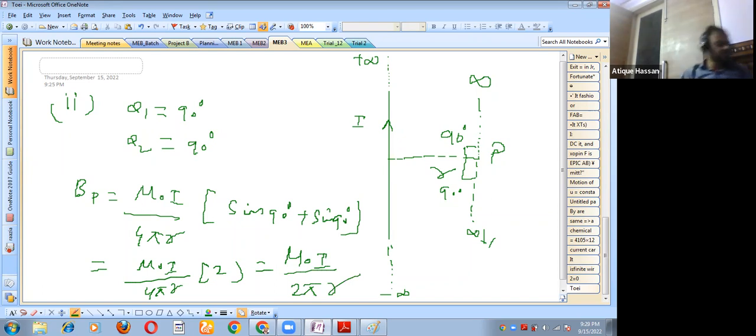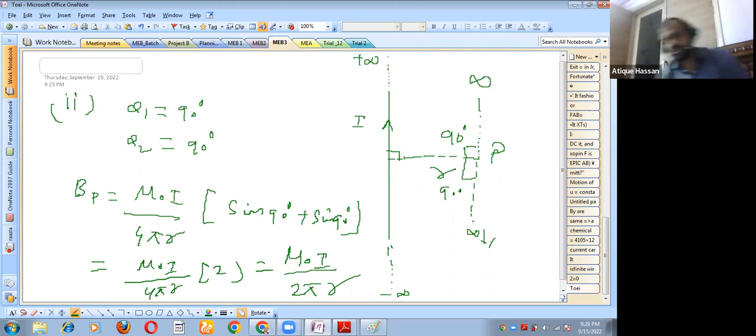This is the magnetic field at a distance r. Basically r is the perpendicular distance from the wire. So the magnetic field at a perpendicular distance r from an infinite current carrying wire is mu naught I by 2 pi r. Understood? This can also be found by using Ampere's law, which we are going to study.